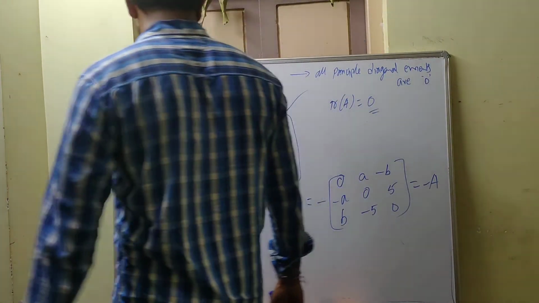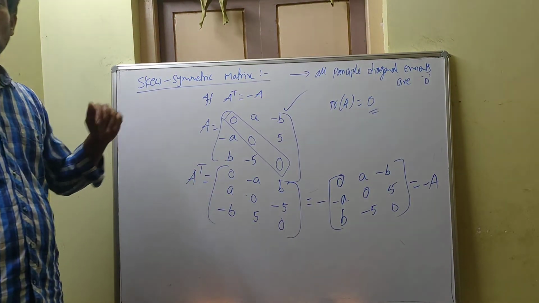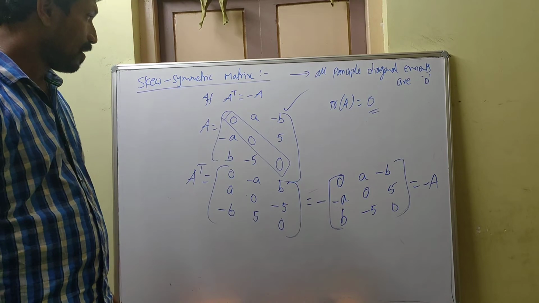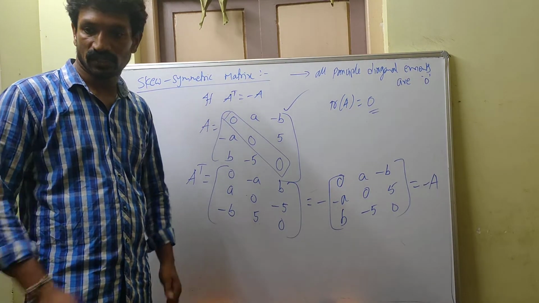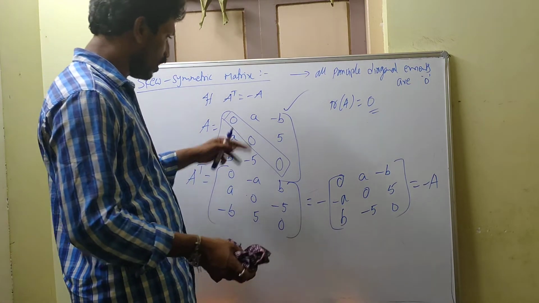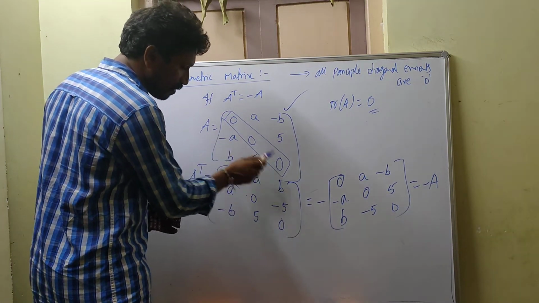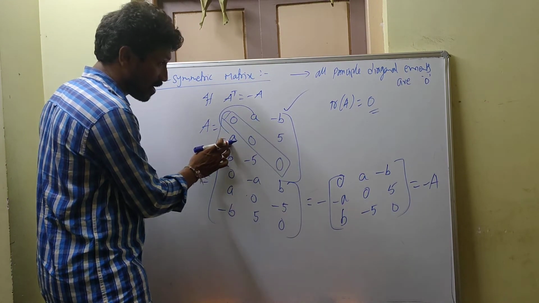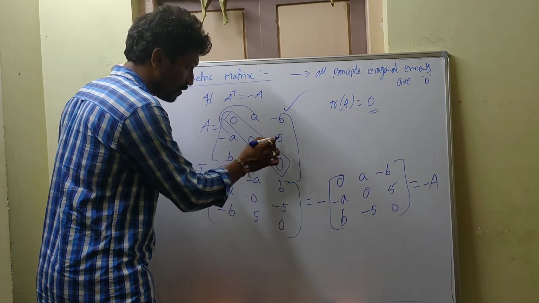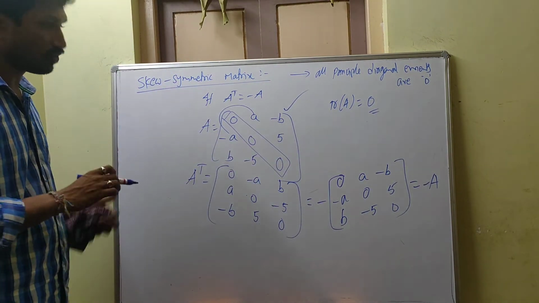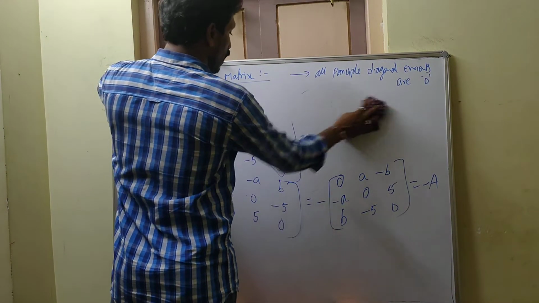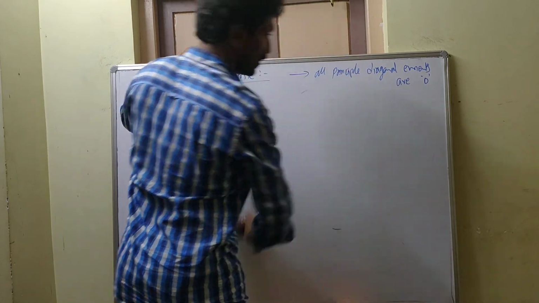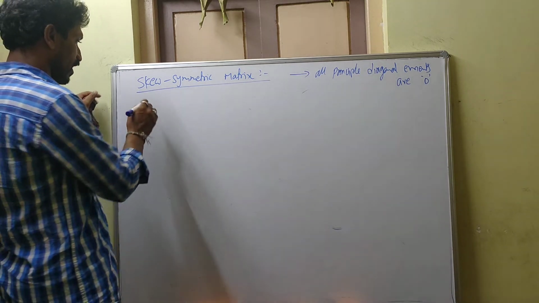Now we are going to discuss one more point: the maximum number of distinct elements in the skew symmetric matrix. First of all, just remember all principal diagonal elements should be zeros, and these two positions, it is A, it is minus A, so both are different numbers. Just remember. Based on the concept, derive the general formula for the maximum number of distinct entries in the skew symmetric matrix of order n by n.